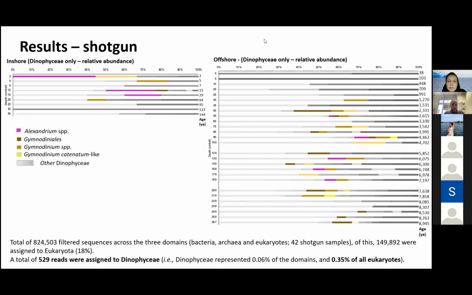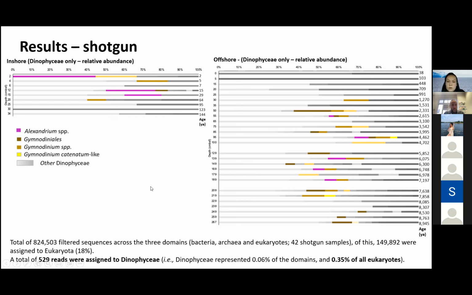In terms of results, I'll just briefly say something about the shotgun data that we generated. We had a total of approximately 800,000 sequences generated from this. But what I want to point out is only about 500 of those were for dinoflagellates. So that's approximately 0.06% of all the data, including eukaryotes, bacteria, and archaea, and 0.35% of all eukaryotes.